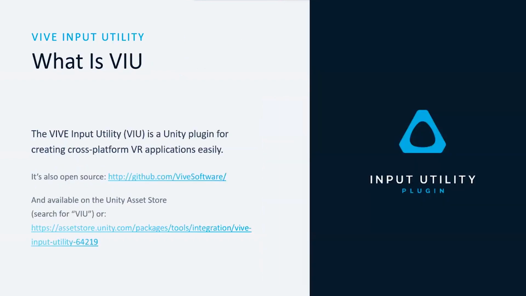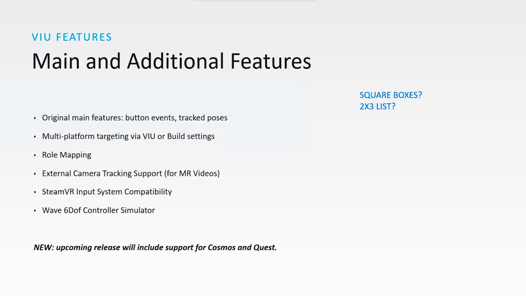At this point, I want to jump to something completely different. We have a Unity toolkit called the Vive Input Utility, VIU. I need to plug this because I think this is an important plugin, a toolkit for any beginner or any pro to use to port between platforms. That's one of the main features.